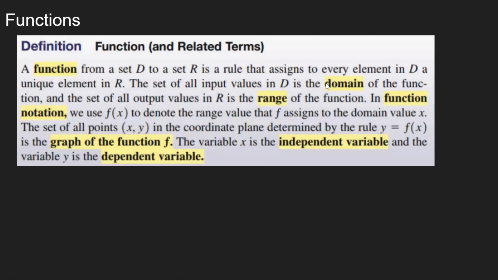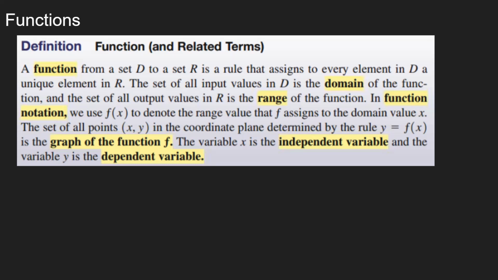So let's start off with the textbook definition of a function. A function from a set D to a set R is a rule that assigns to every element in D a unique element in R. The set of all input values in D is called the domain of the function, and the set of all output values in R is the range. That's why we called them D and R.